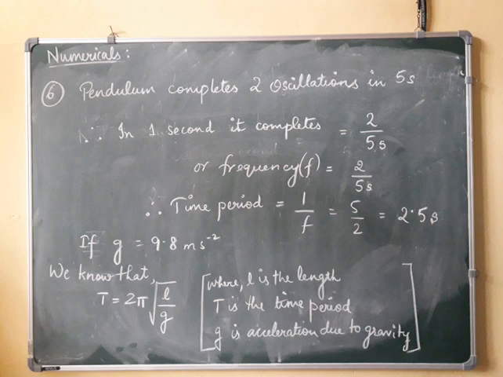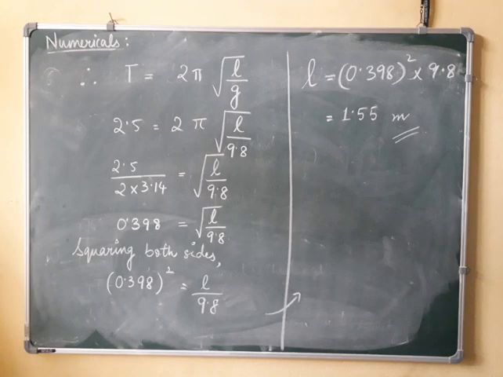Next, we know that T is equal to 2 pi root over L by g. That is the formula, where L is the length, T is the time period, g is the acceleration due to gravity, and the g value is given. So we are asked to find out the length. How will we find it? We will just substitute all the values. In place of T, we will substitute 2.5, and in place of pi, 3.14. Then we get 2.5 equals 2 pi root over L by 9.8. Instead of g, we write 9.8.